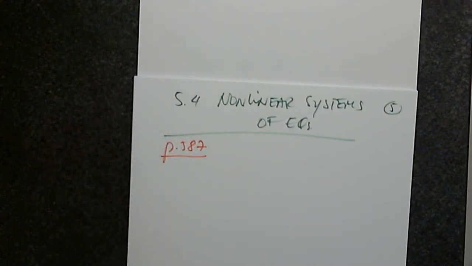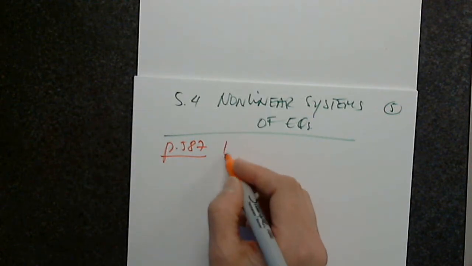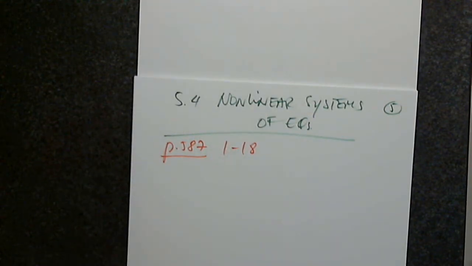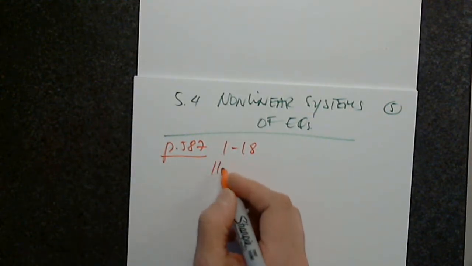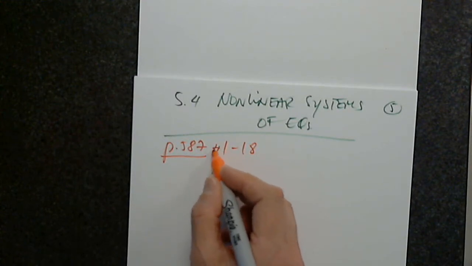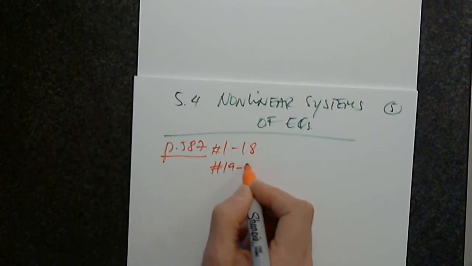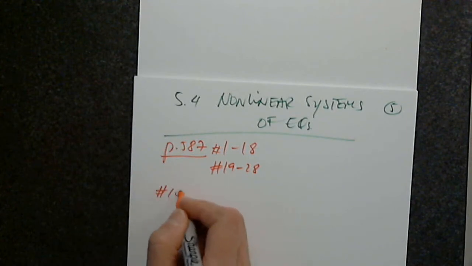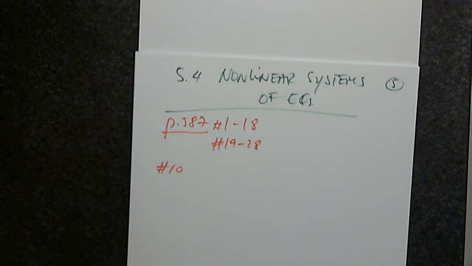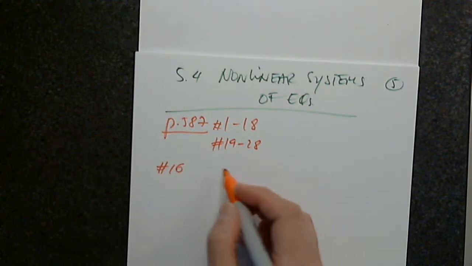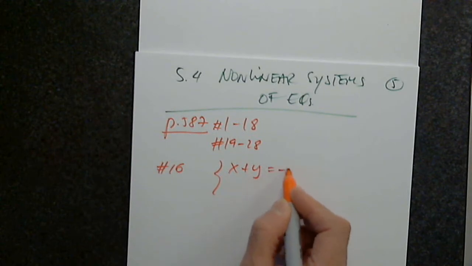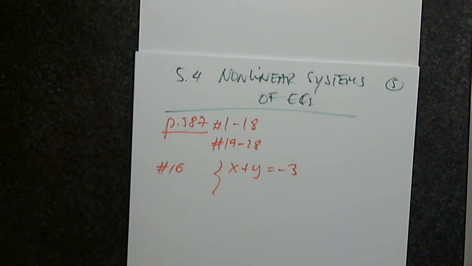please choose, if you'd like, from 1 through 18 for substitution, and for 19 through 28, 10. 19 to 20. Very good, 10 it is. Oh, you know what? I changed my mind. Okay, that's 16. 16 it is. x plus y equals -3. Keep the equations together, please.